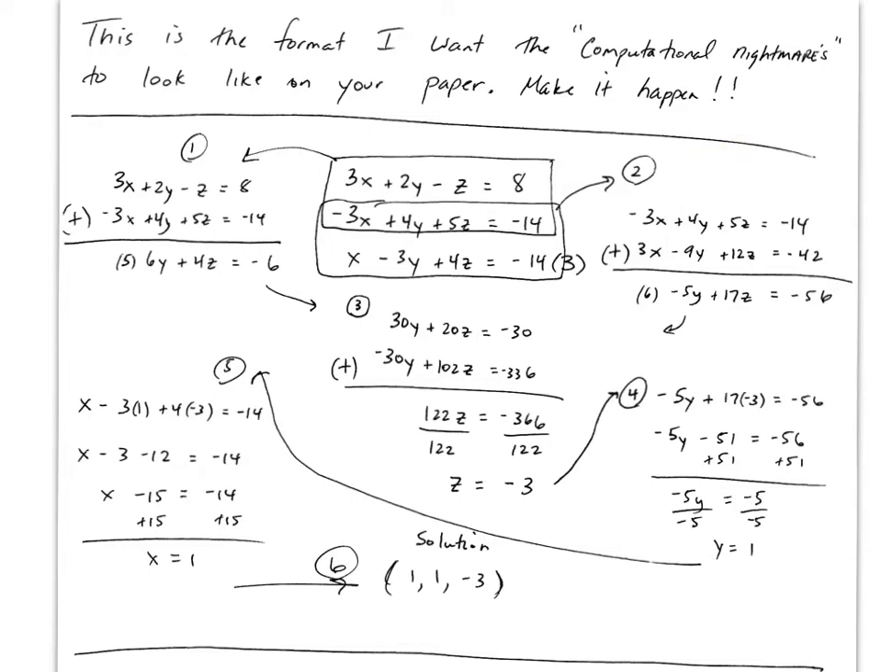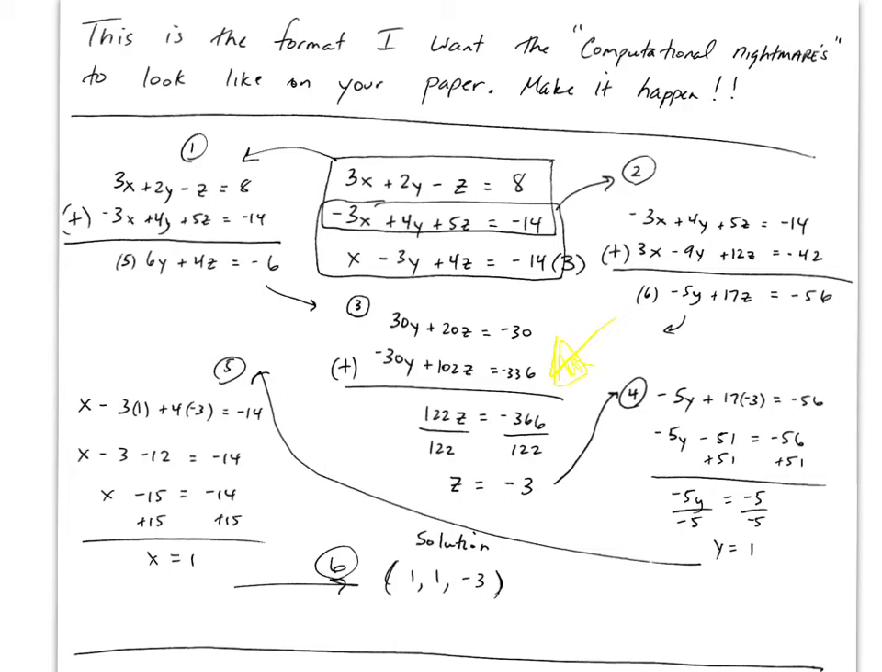So now I have two equations that have y and z in them, and that's where you go for number 3 on the attachment. I multiplied the first equation by 5 and the second equation by 6 so that the y could be eliminated. And that left me with 122z equals negative 366. I divided each side by 122 and I got z equals negative 3. That takes you to step number 4.